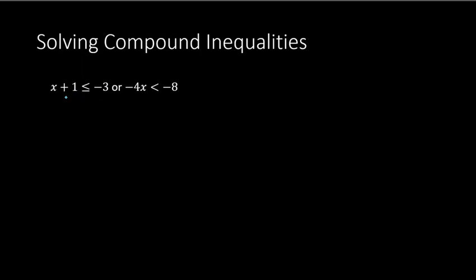So the first inequality, we subtract 1 from both sides. That gives you x is less than or equal to negative 4. The second inequality, we need to divide both sides by negative 4. Now we have x on the left, positive 2 on the right, and because we divided by a negative, we must switch the inequality from a less than to a greater than. So what we have is x is less than or equal to negative 4, or x is greater than 2. So we can leave it like this for now.